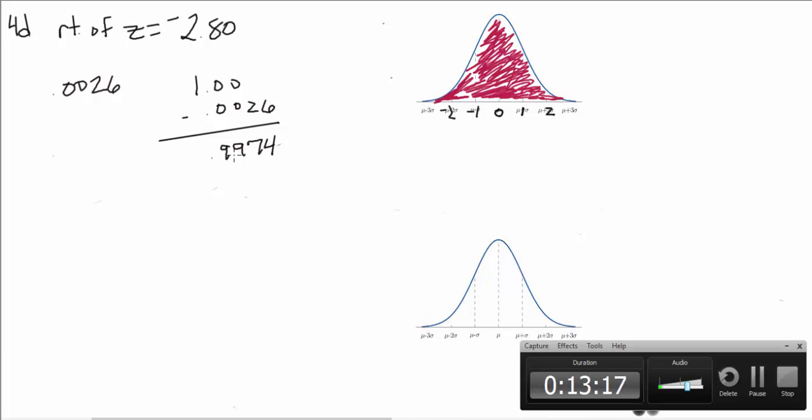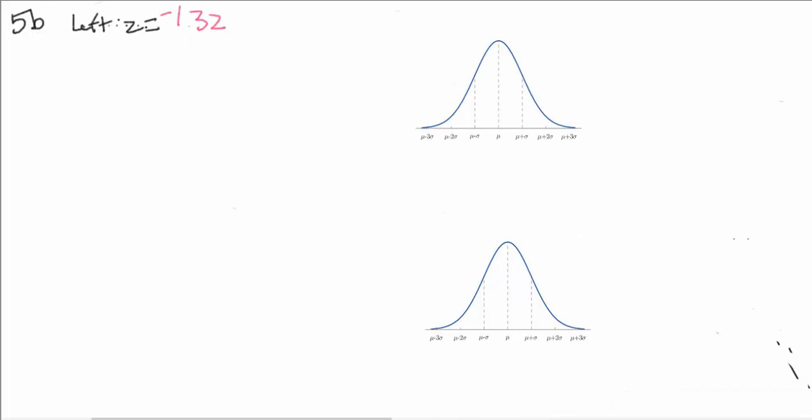99.74% of the scores fall to the right of z equals negative 2.8. So 5b is asking us for the area to the left of z equals negative 1.32. Again, I'm going to label this 0, 1, 2, negative 1, negative 2. We want the area to the left of negative 1.32. So here, going from 0, negative 1, negative 1.32 is probably in this range somewhere. So it's looking for this area right here. We know that's going to be a very small number. From this 0 to the left would be 50%, so our answer should be less than 50%.